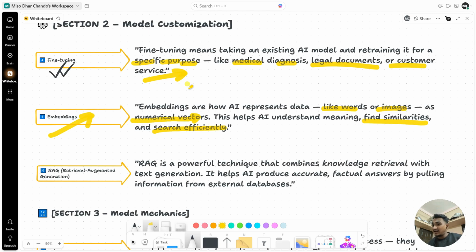Now let's see another term called RAG, retrieval augmented generation. RAG is a powerful technique that combines knowledge retrieval with text generation. It retrieves information from a database, which helps the AI produce accurate, factual answers by pulling information from an external database, which is nothing but a vector database, a vector DB.